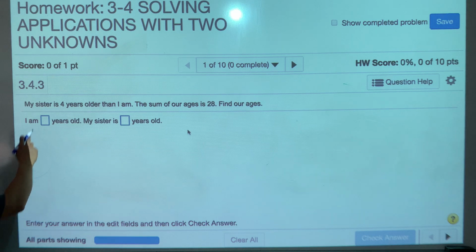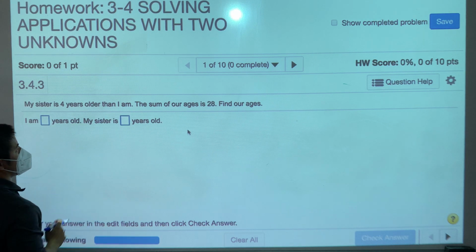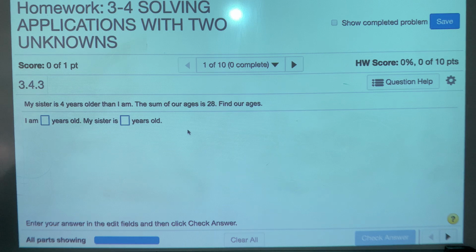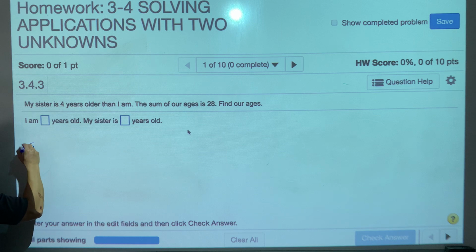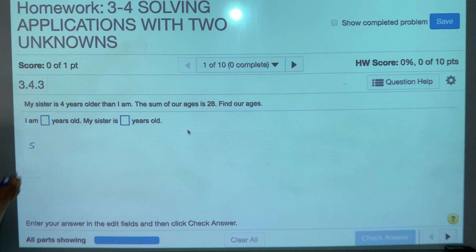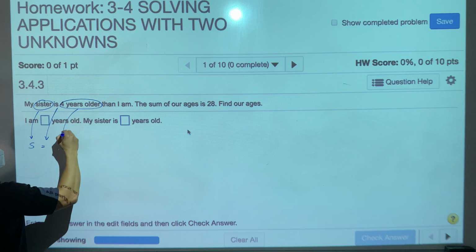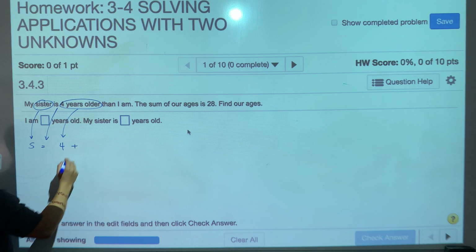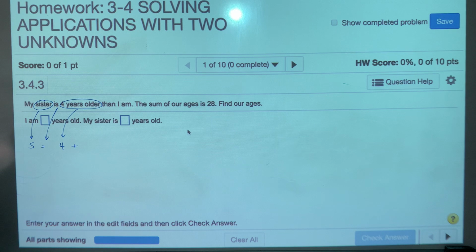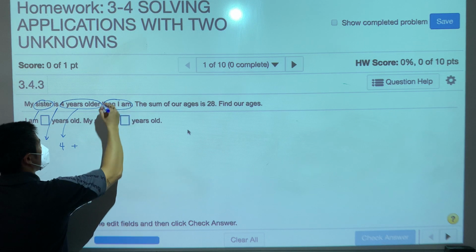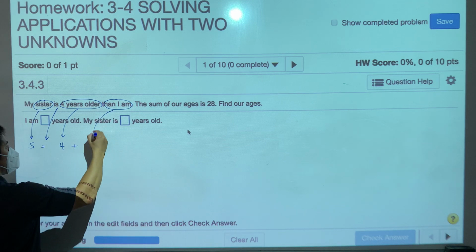Okay. My sister is 4 years older than I am. So let's look at this. We've got sister, let's call her S. Sister S. Okay? And she is equal sign 4 years older. So 4 years older, that would be what? 4 plus. Everybody agree? 4 plus than me, or than I am. She's 4 years older than I am.